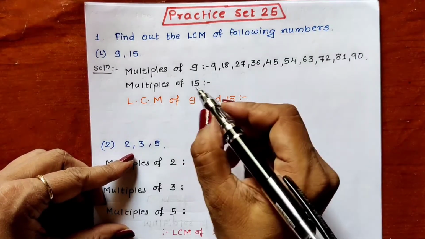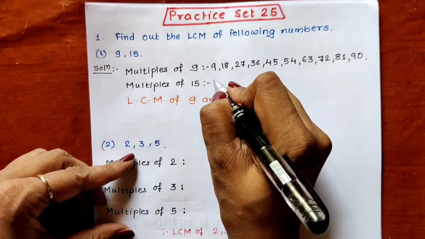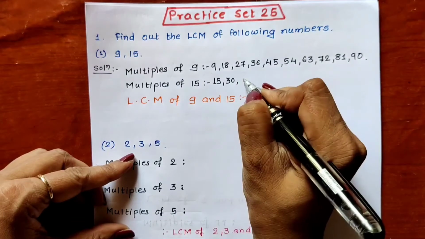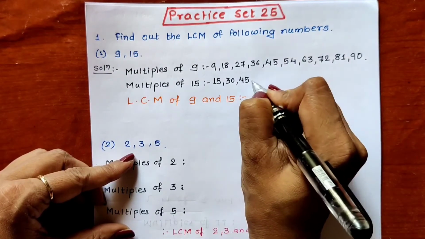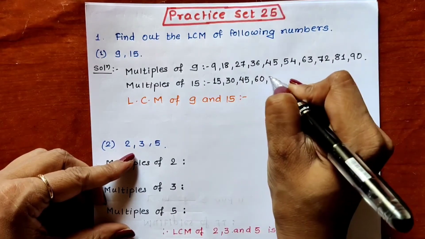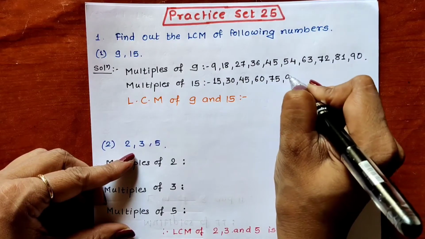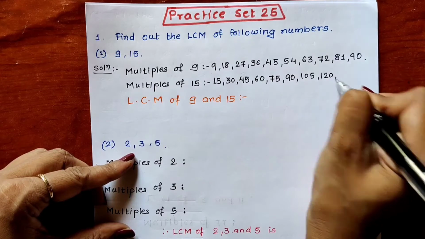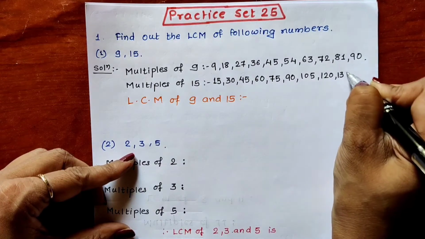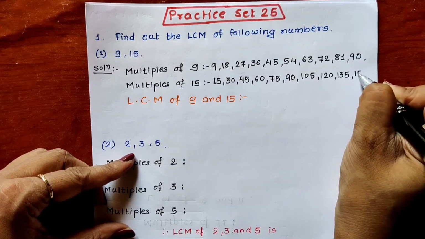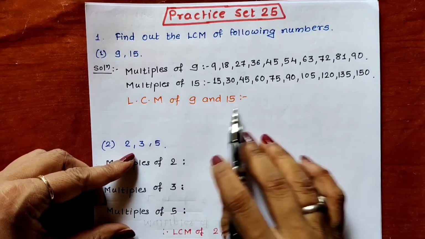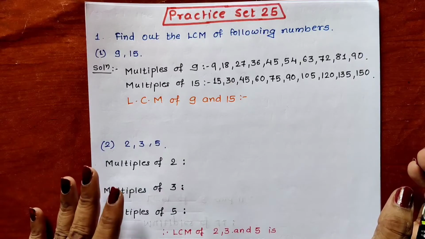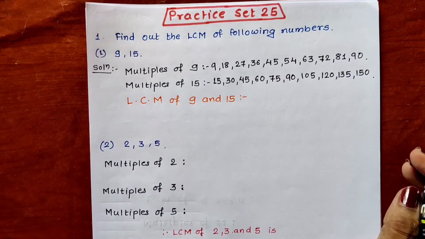In the same way I will write the table of 15 also. 15 ones are 15, 15 twos are 30, 15 threes are 45, 60, 75, 90, 105, 120, 135 and 150. So in this way I have written the table of 15 also. For LCM it is very important that you should know the tables.